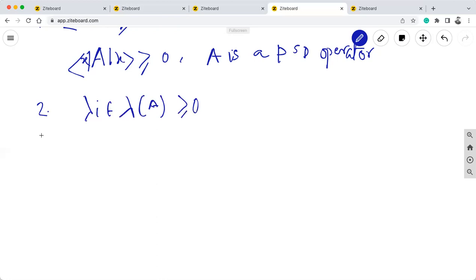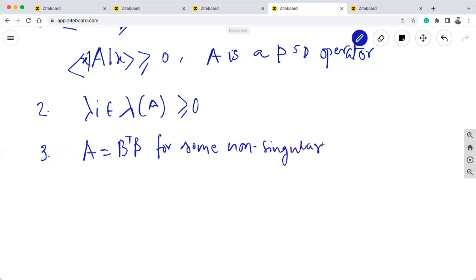So then the third property is a very important property: if A, the matrix, you can write it as the product of B transpose B, two matrices, for some non-singular matrix B, an ordinary matrix. So you can represent it like that for a PSD matrix.